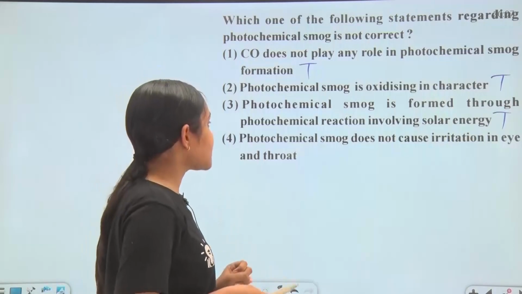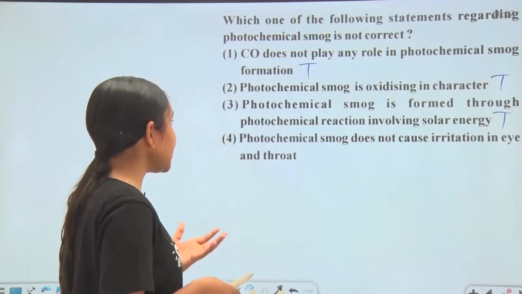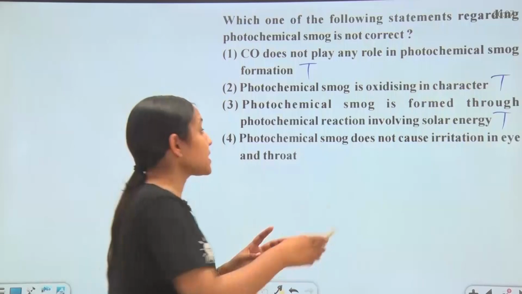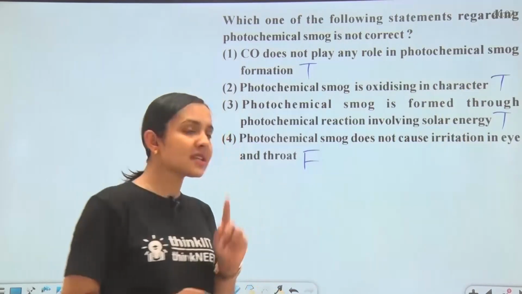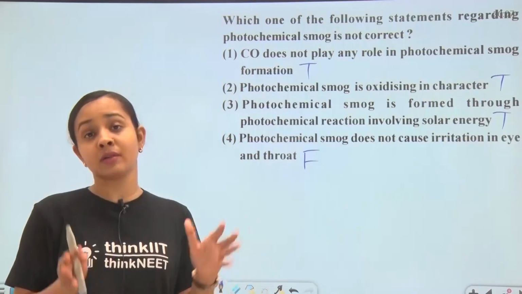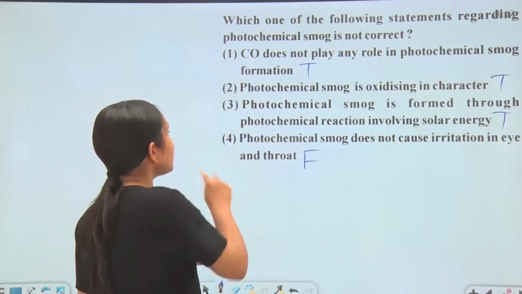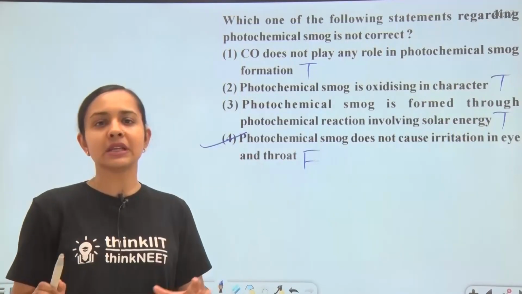Next is, photochemical smog does not cause irritation in the eye and throat. Students, this is the false statement because photochemical smog causes irritation in the eye and dryness in the throat, right? So option 4 is the correct answer and this is the incorrect statement.